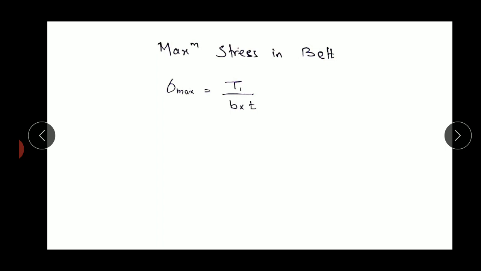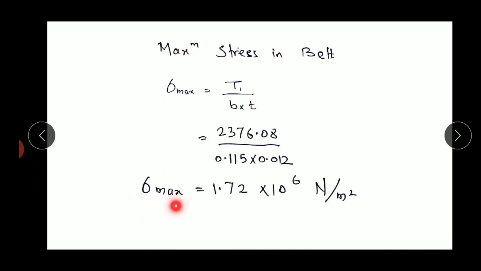So put the values over here. T1 is 2376.08, we had found in the earlier step. B and t, that is width and thickness of the belt, are given, so we can put the cross sectional area over here. Then sigma max, this is maximum stress, comes at 1.72 into 10⁶ Newton per meter square. So maximum stress is 1.72 into 10⁶ Pascal, or we can also rewrite it as 1.72 megapascals.